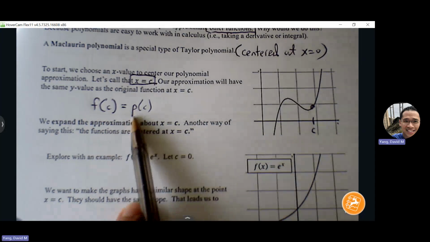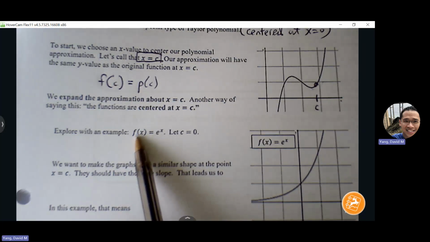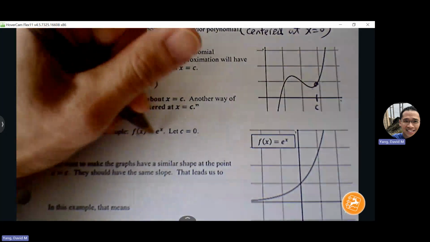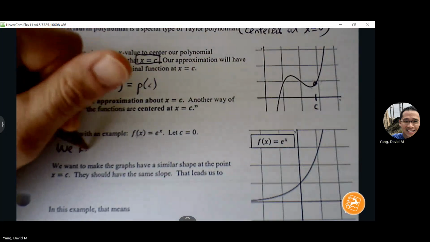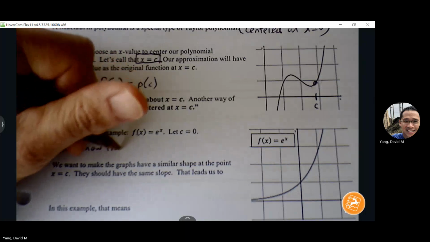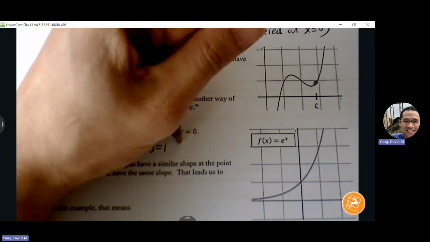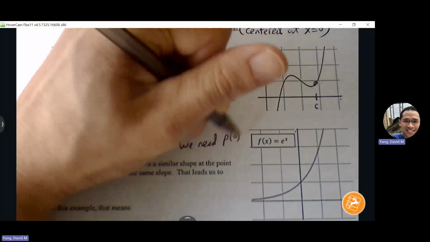Past the point, we can look at a linear approximation, right? We've been doing linear approximation. So for instance, let's say f of x equals e to the x. We know that f of 0 equals 1, right? If I plug 0 in for x, I get 1. And so we need p of 0 to equal 1.